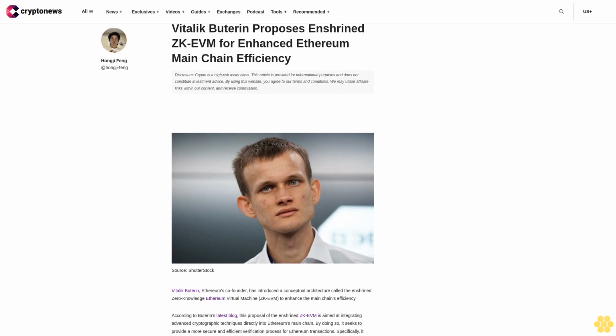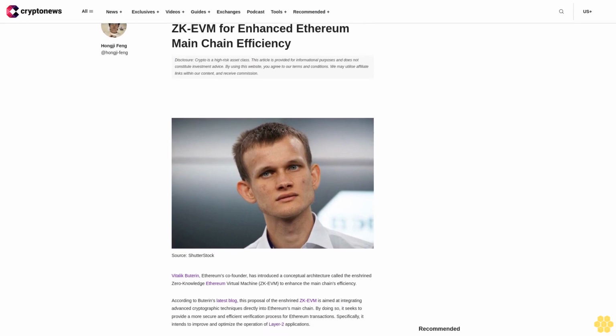Vitalik Buterin proposes Enshrined ZK-EVM for enhanced Ethereum main chain efficiency.